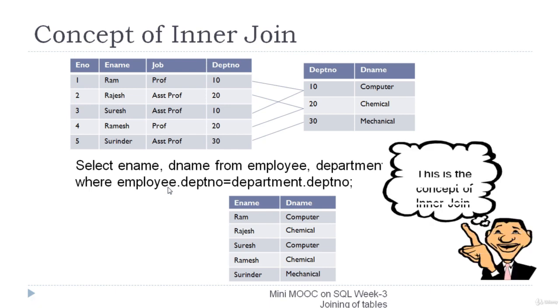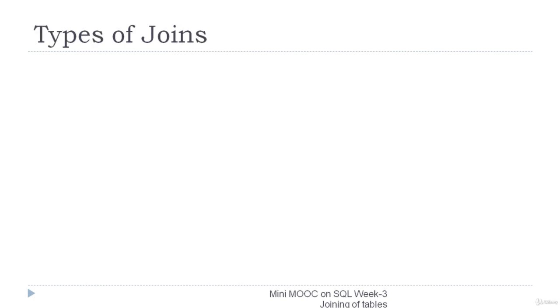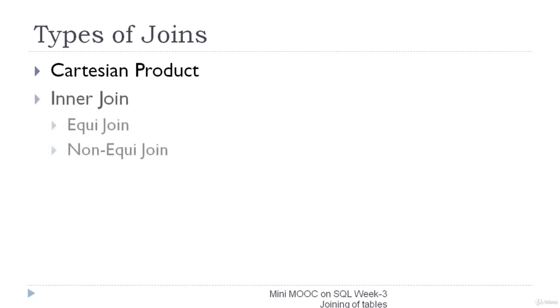This is the concept of inner join. So if we add where condition to Cartesian join, then it is called an inner join. Inner join is the most common type of join, and it is a case of Cartesian product that has a where clause. Up to this point, we have discussed two types of join. One is Cartesian product, another is inner join.